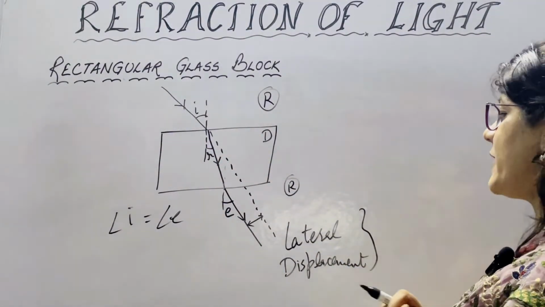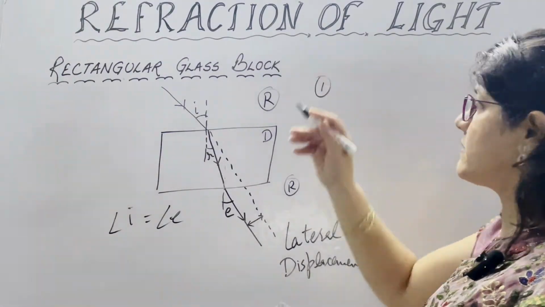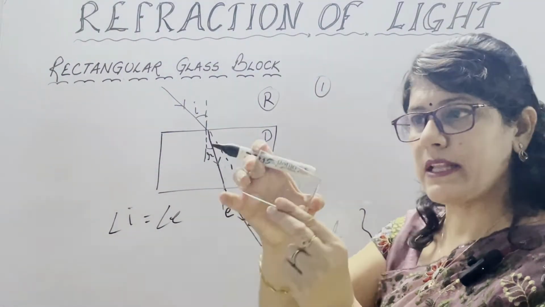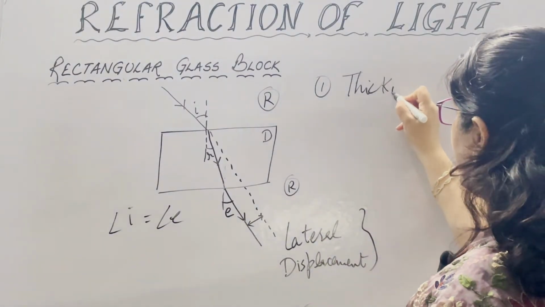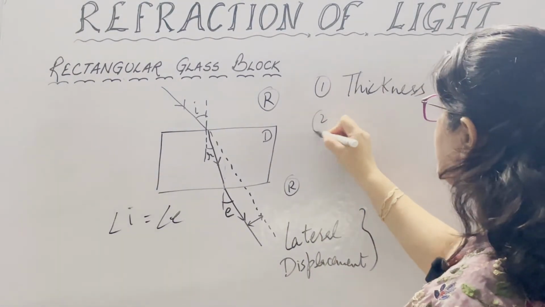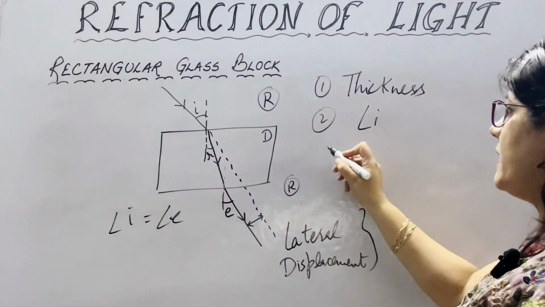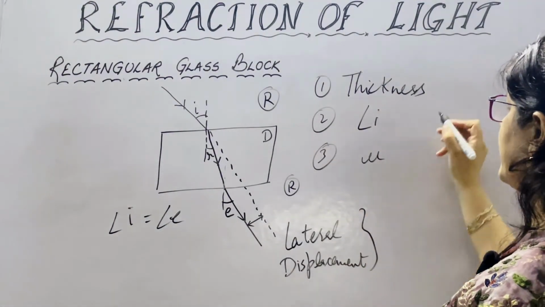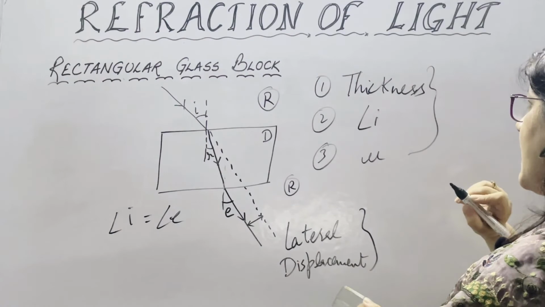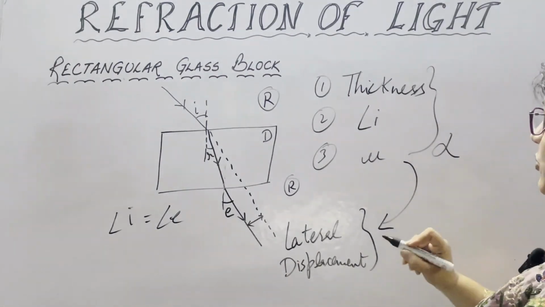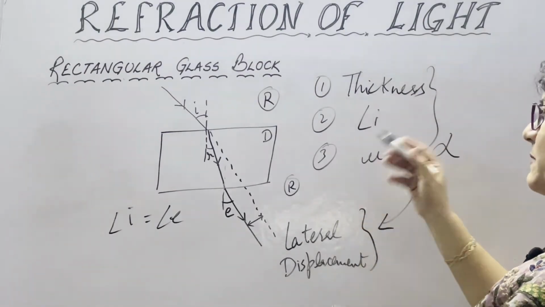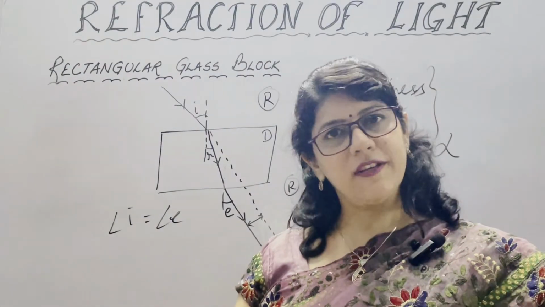Now the factors on which lateral displacement depends: our first factor is the thickness of our glass slab, the second factor is the angle of incidence i, and the third factor is refractive index. All these factors are directly proportional to lateral displacement. If they increase, then lateral displacement will increase. Hope you have understood the topic.